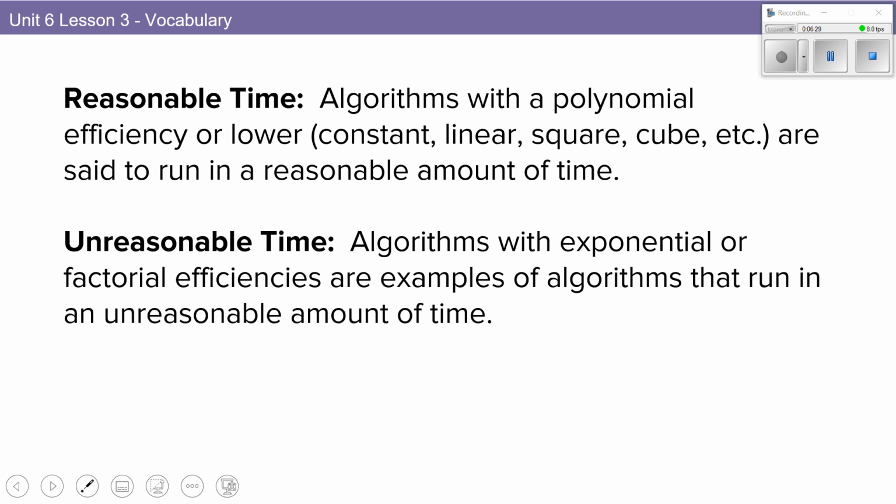So, reasonable time. Algorithms that are polynomial, meaning constant, linear, squares, cubics, quartics, quintics, etc., or lower, meaning something like a binary search, which has a logarithm, those are reasonable. Exponential, completely unreasonable. We'll talk about factorial a little bit later, but factorial is that exclamation mark in math, where 5 factorial is really 5 times 4 times 3 times 2 times 1. That grows even faster than exponential. So exponentials and factorials are completely unreasonable.